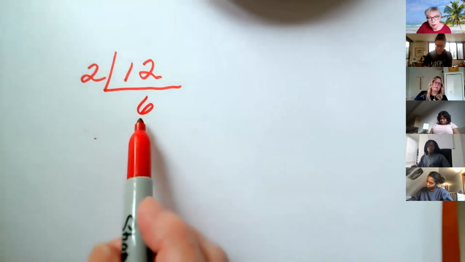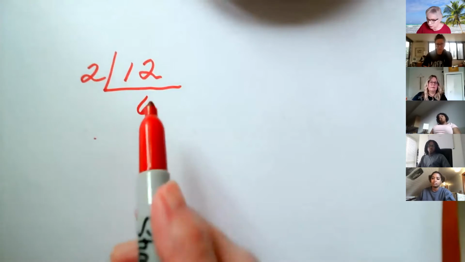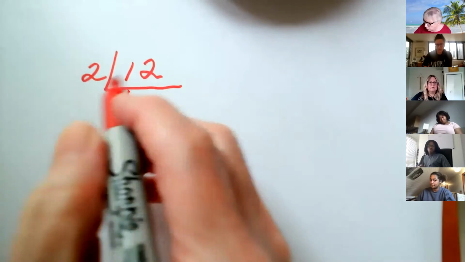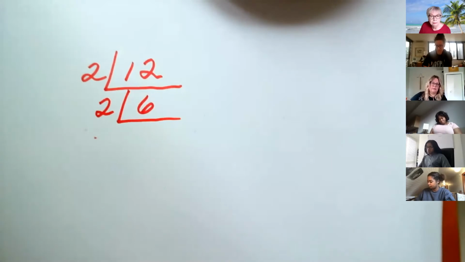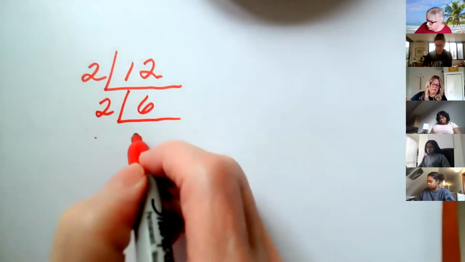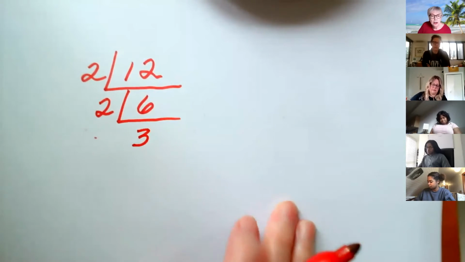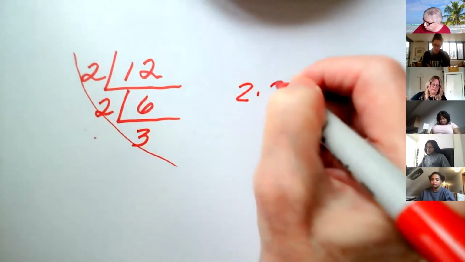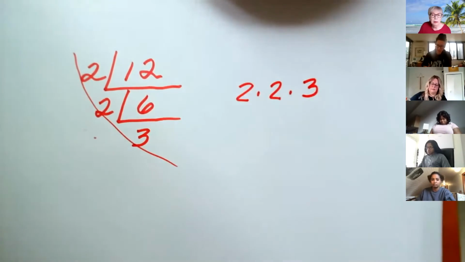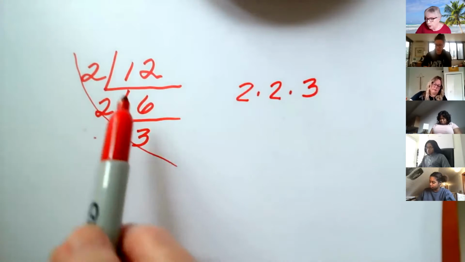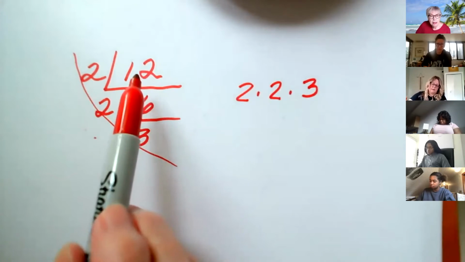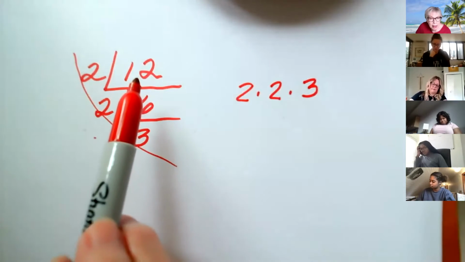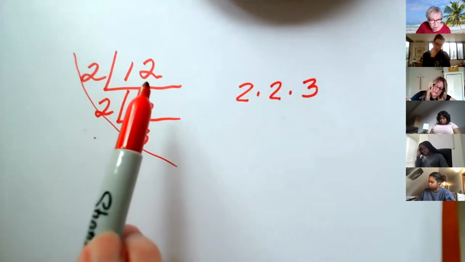Now, if this was prime, we were done, but it's not. And I noticed I could go 2 again, so I might as well. So 2 goes into 6 3 times. So my answer actually is right here. So I would say it's 2 times 2 times 3. Okay? I kind of like this method a little bit better, although both methods work perfectly fine.